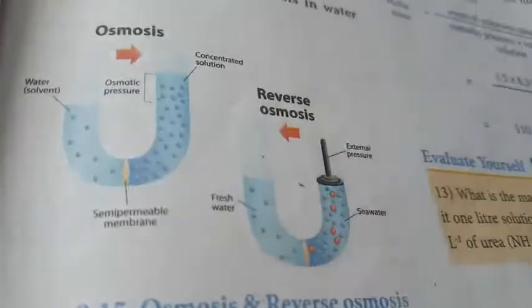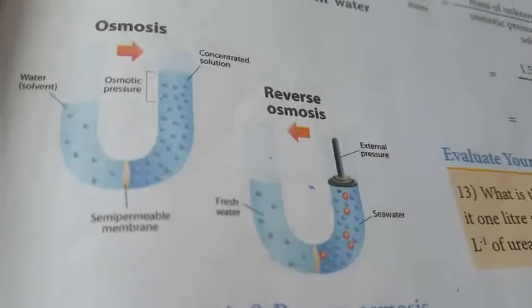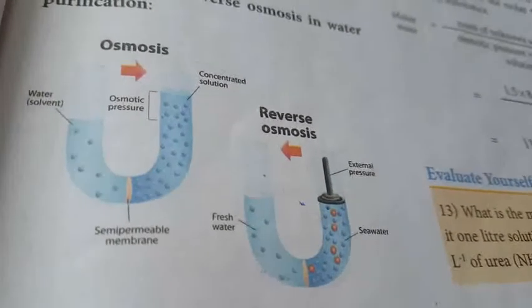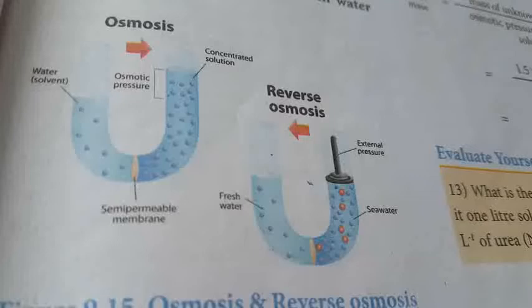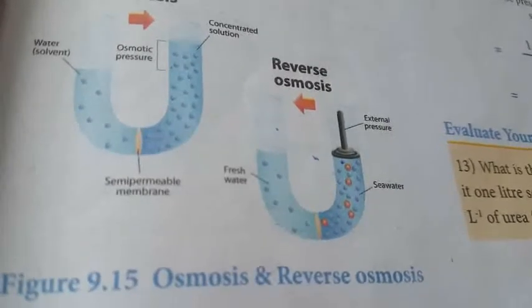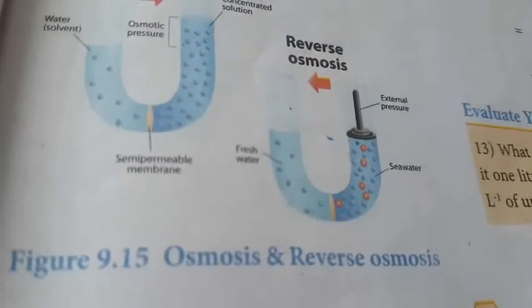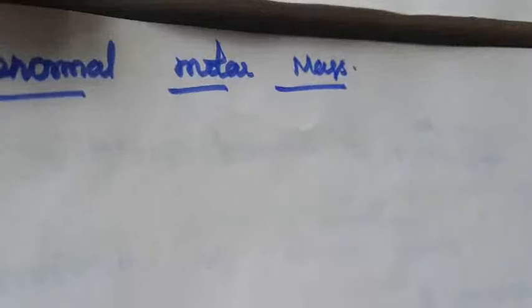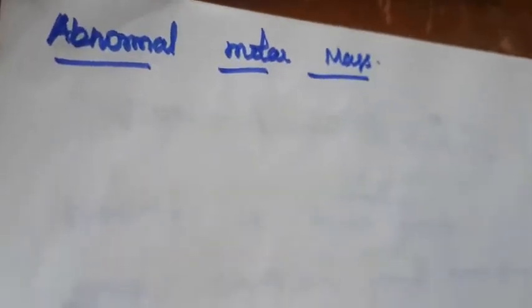So one more last chapter is there. Next one is abnormal van't Hoff factor, abnormal colligative properties. What is meant by abnormal colligative property? Next we are going to see what is meant by abnormal molar mass.